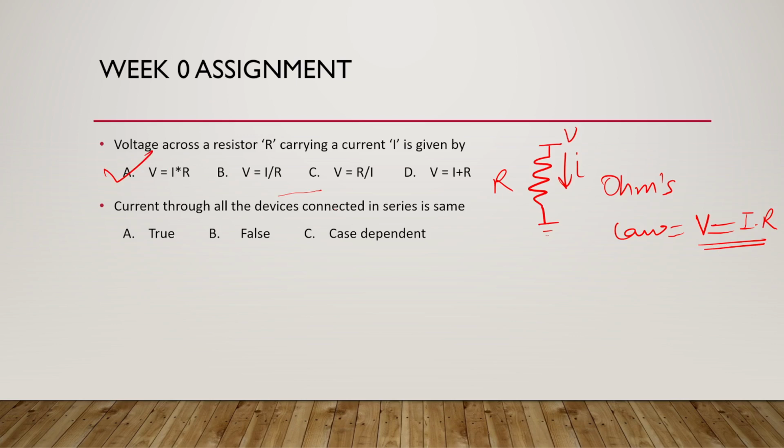Again, current through all the devices connected in series. So what is meant by series connection? The definition of series connection is that two or more devices are said to be connected in series when the current through all of them is the same.